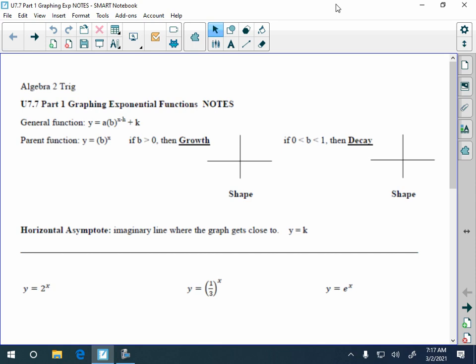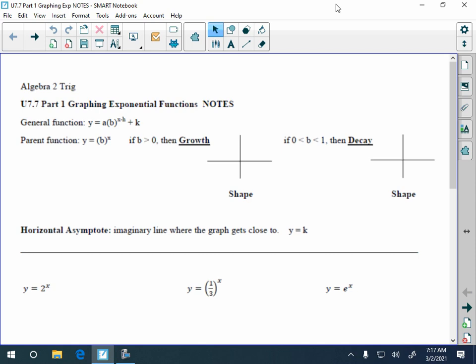All right, so we have two different kinds of exponential graphs that we're going to be graphing. One is exponential growth and one is exponential decay. And from the word problems that we just came off of from Unit 7.6, you kind of understand what the equation looks like, what's growth and what's decay. It's all based off that b value. So y equals b to the x power.